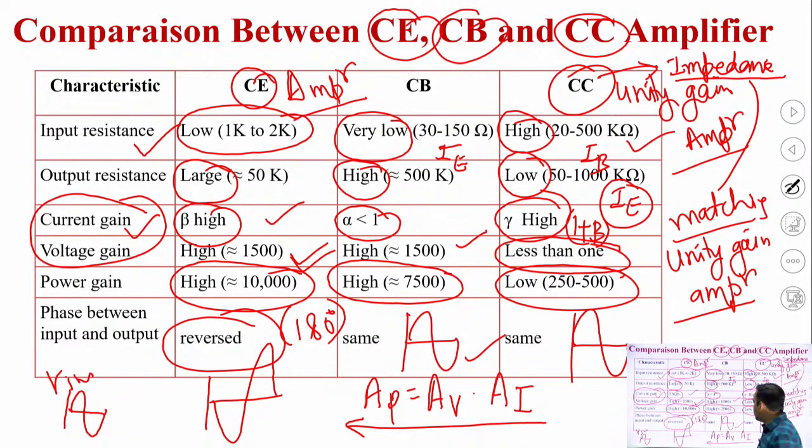So this is all about bipolar junction transistors. In the next lectures we will be looking at the four terminal devices, the MOSFET.